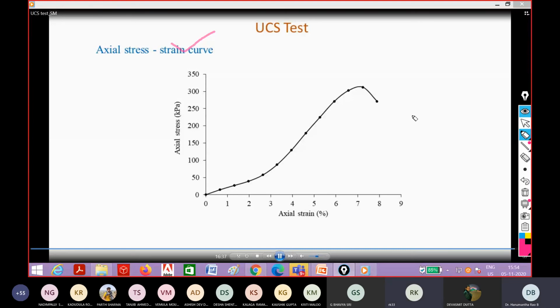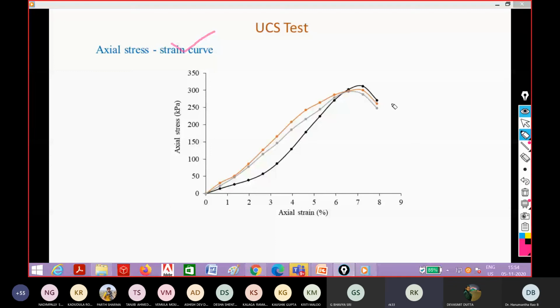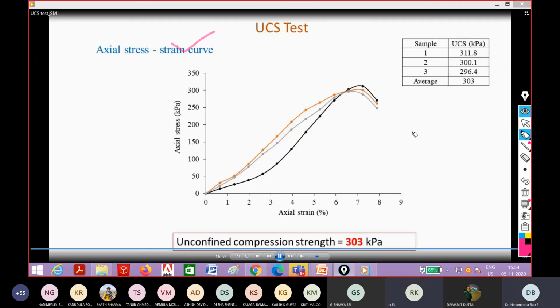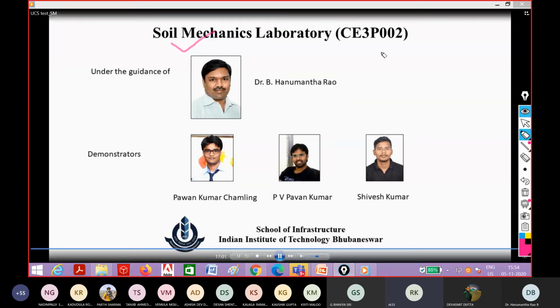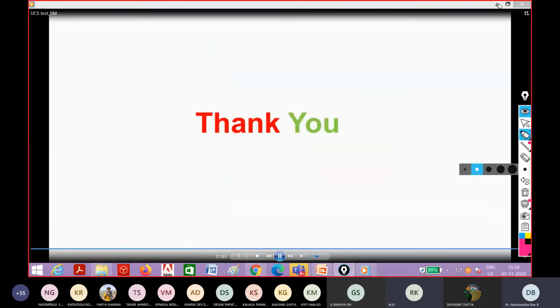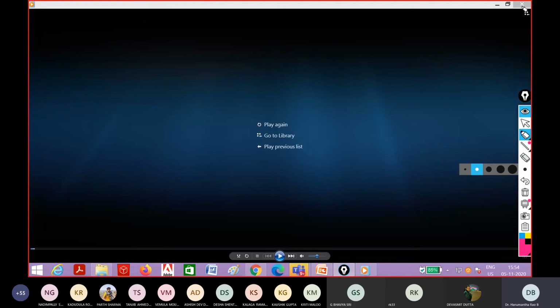Sir, we have to take simultaneously the reading of dial gauge and proving gauge. How can we do that? You have to manage. At least two people should be there. Sir, but we have to take at the same time. If the second person is late by some seconds, then we'll have different readings. Correct. You need to manage. There is no other go.